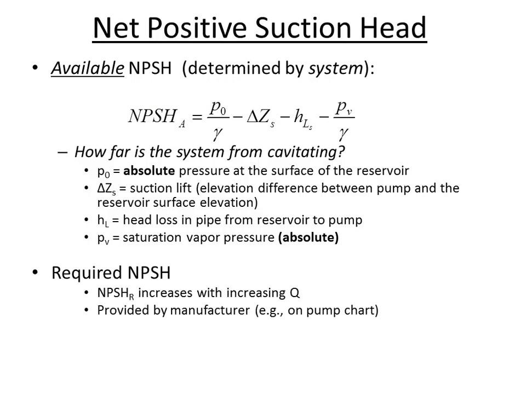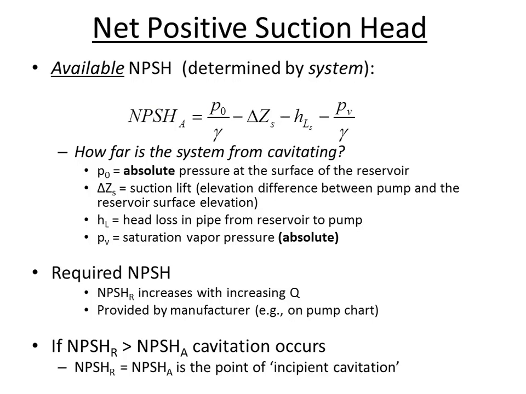Required net positive suction head increases with increasing flow rate. That's what we saw on those manufacturer-provided pump curves, how much pump head is required for a certain operating condition. And so we're going to be doing a comparison of the requirement to what's available. And if the amount of head that's required is bigger than what's available, then cavitation occurs. And so this is the bad scenario, where required is more than available. But if available exceeds the requirement, then it's fine.